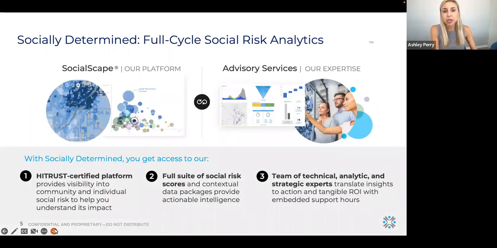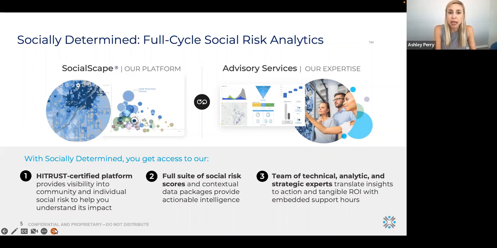A little bit about Socially Determined for those of you who may not be familiar with us. So we are a full cycle social risk analytics provider. And to that end, we offer really two key things. The first is our SocialScape platform, which includes data around both community and individual level risk across multiple domains. And then also we've built a team of subject matter experts who can partner with your team to help you take the data and intelligence that we generate through that SocialScape platform and really translate it into your business strategy, operations, and importantly also for this work, mission.